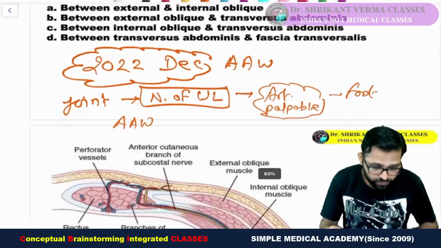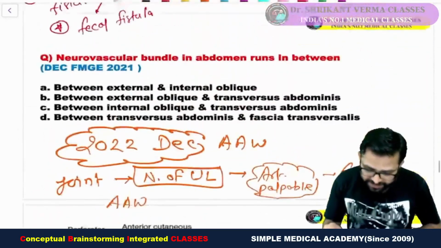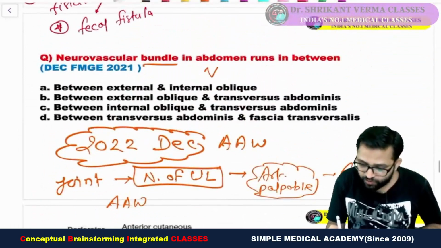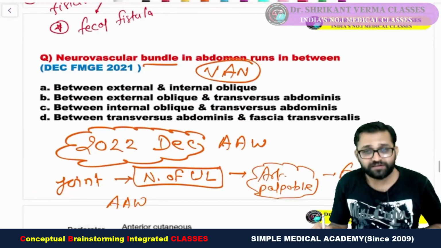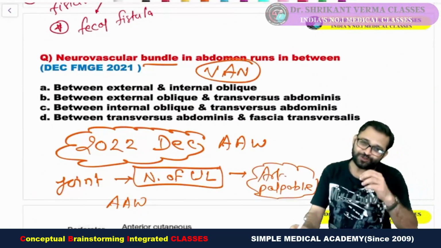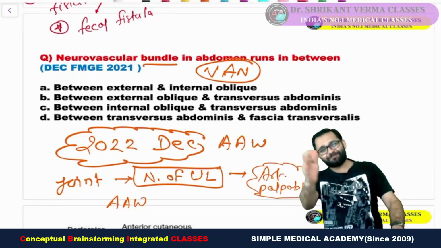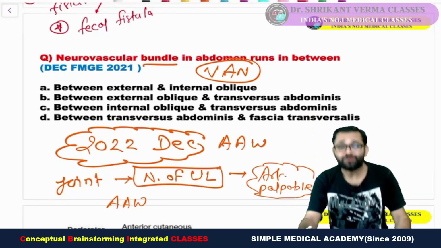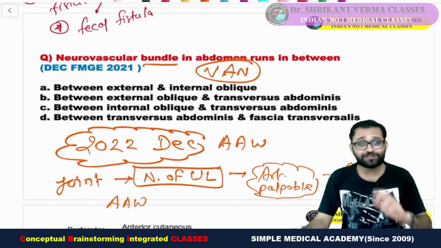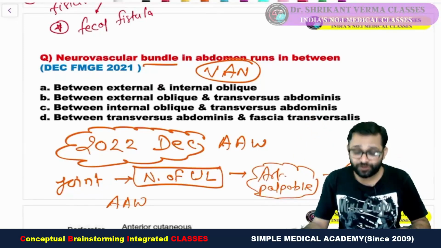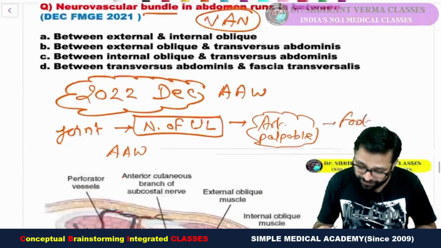Okay, now try to understand. Yes, neurovascular bundle. Do you remember I told you VAN? I told you the Hilton law. जो नदी जहां रहती है, जहां बहती है, उस एरिया को सप्लाई करती है. That all the theory, general and not part. Yes, neurovascular bundle. It runs between which layer?